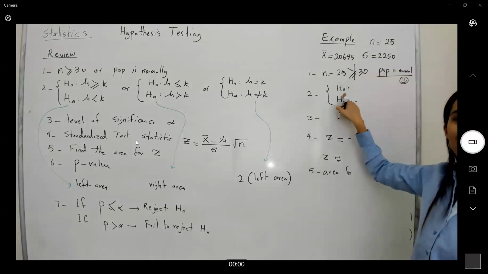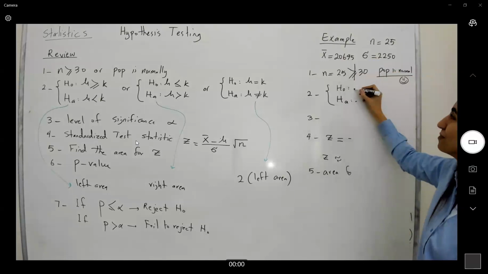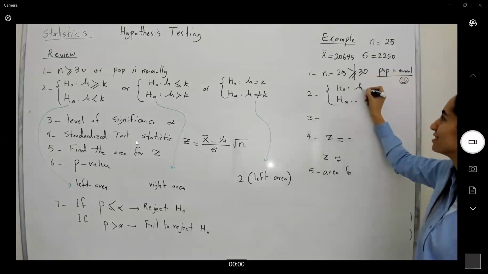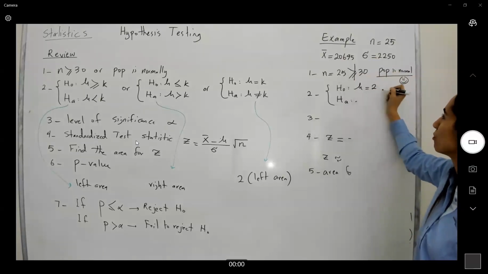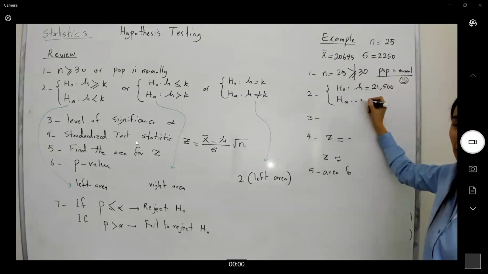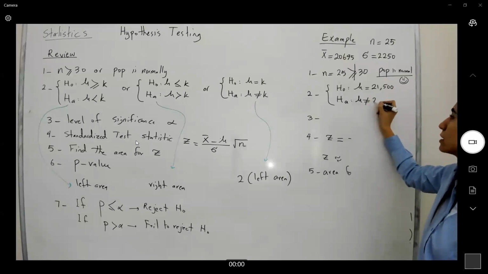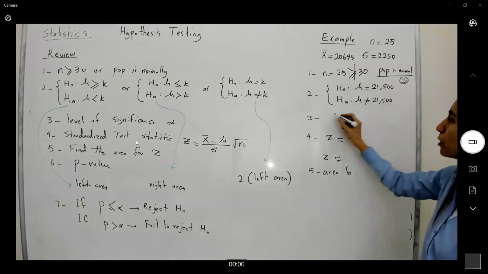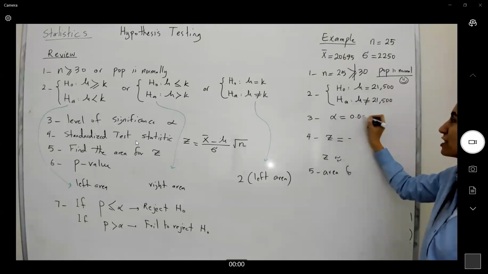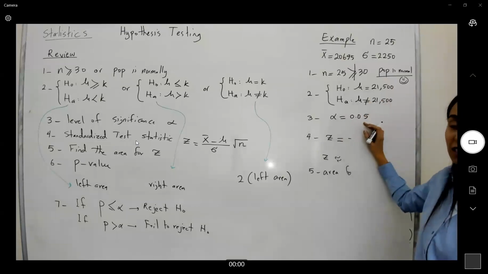What is our null hypothesis? Mu equals 21,500. And what is your alternative hypothesis? Mu does not equal 21,500. Very good. What is your alpha? 0.05, or 5%. Excellent. This is your level of significance.